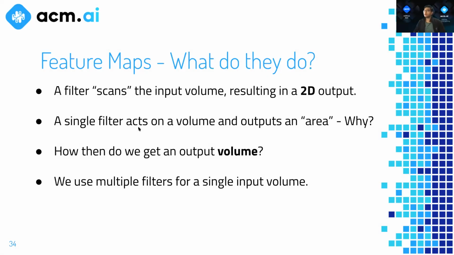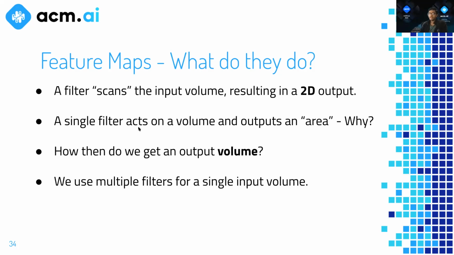So yeah, a filter scans the input volume as we discussed, and this gives us a 2D output. So the filter acts on a volume and outputs an area. The reason this happens is because we're doing all these element-wise multiplications, and we're just summing it all up. Summing it all up and sticking it into one value is really just compressing all the information down, which is why we only get an area rather than a volume.